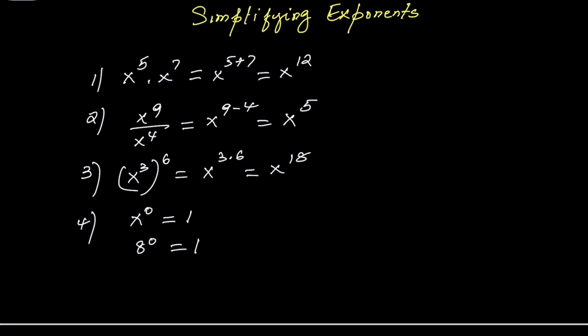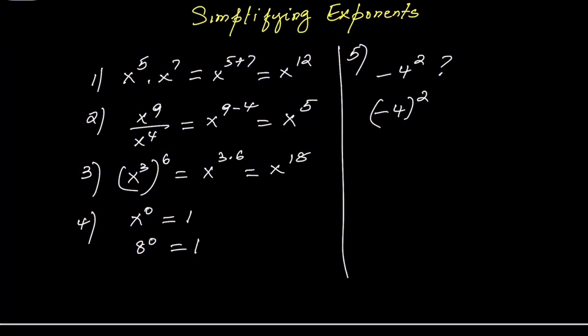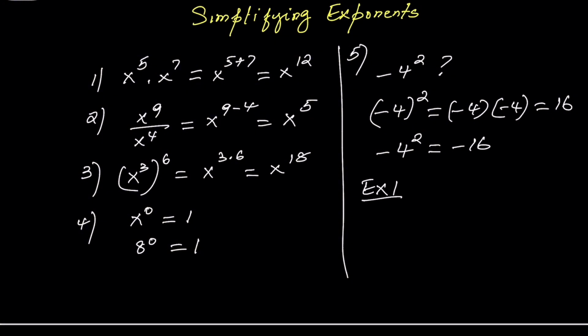And what about negative 4 squared inside parentheses? Inside parentheses, negative 4 squared means negative 4 times negative 4. This gives positive 16. But without parentheses, the exponent only applies to the 4, not the negative sign. So the expression becomes negative 16. Parentheses matter.